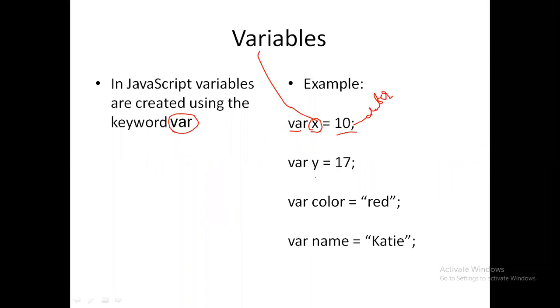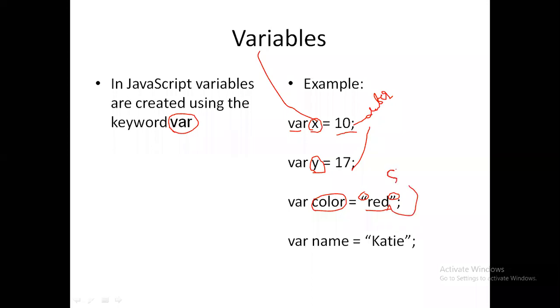Here you can see another example. Again, y is a variable and 17 is the data. Now again, color is a variable and it is storing data. When I enclose anything in quotes, it will be treated as a string data type.